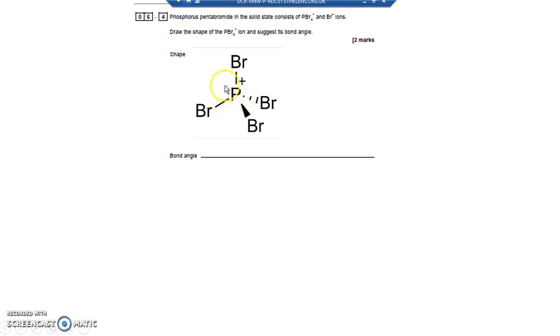Remember, if you get more than 3 bonding pairs, then it starts to not be planar anymore and starts to form a 3D shape, with some exceptions like xenon tetrafluoride, etc. But most of the time, after 3 bonding pairs, it starts to form a non-planar shape. So we've got a bond angle of 109.5.